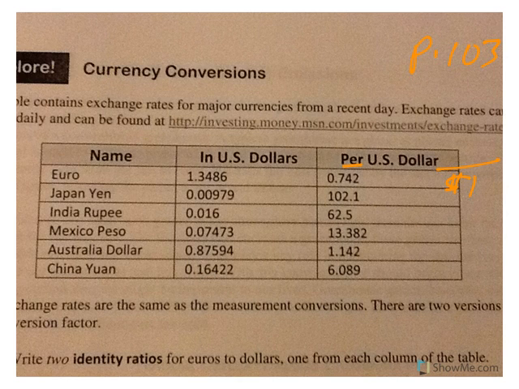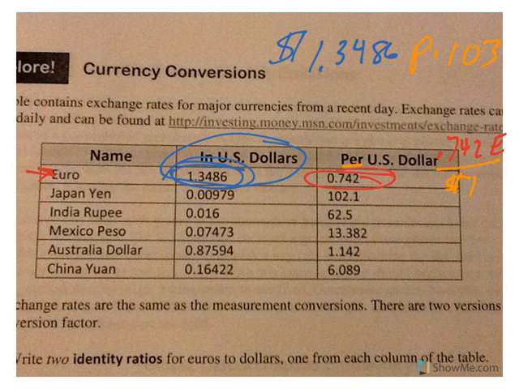So if we're talking about this first line here, it should be all these numbers. In this box, that would be 0.742 euro per 1 US dollar. Now, in the middle column, you'll see how it says in US dollars. That means it's telling you this number is a US dollar. So a US dollar is 1.3486 over 1, in this case we're talking about euro, 1 euro.